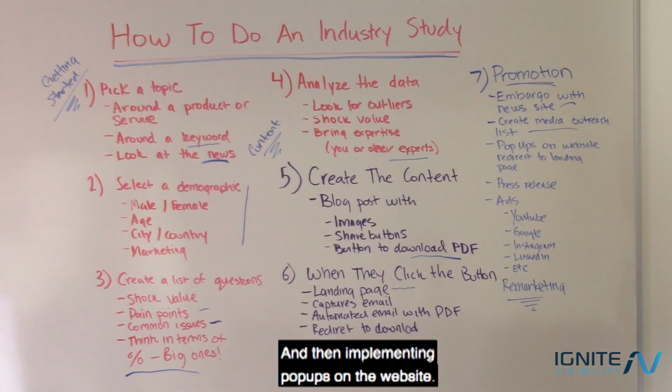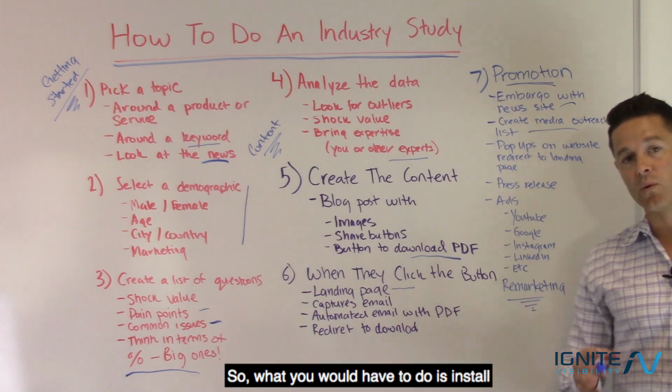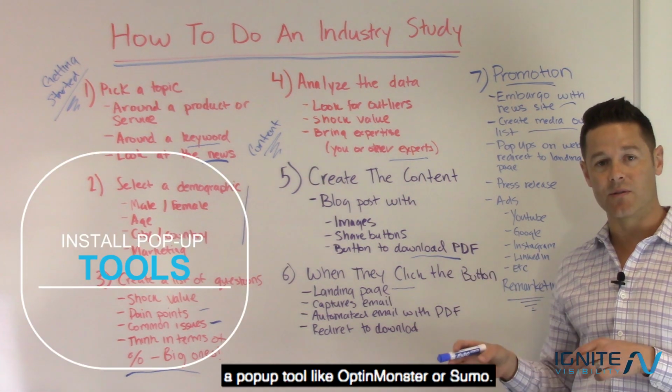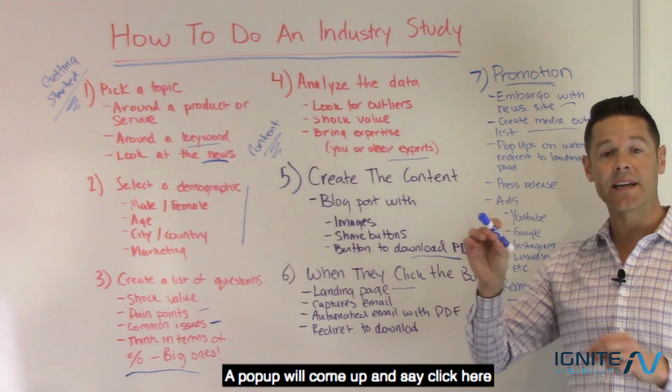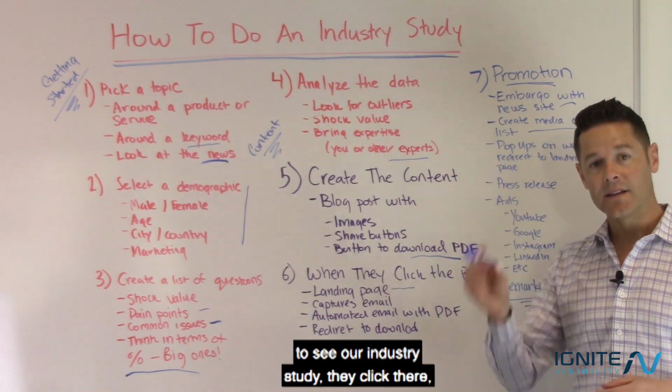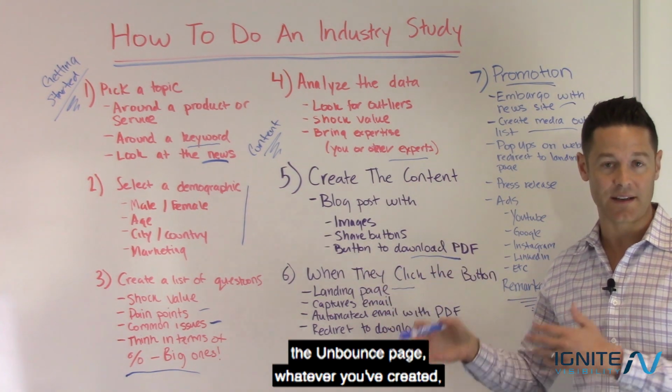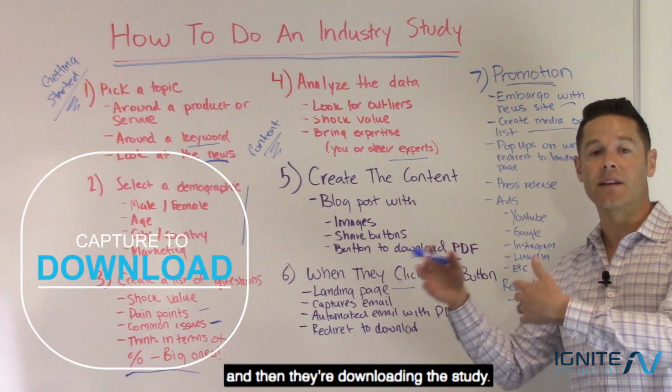And then implementing pop-ups on the website. What you would do is install a pop-up tool like OptinMonster or Sumo. A pop-up will come up and say, click here to see our industry study. They click there, then they're taken to the landing page, the Unbounce page, whatever you've created, and now you're capturing their email and then they're downloading the study.